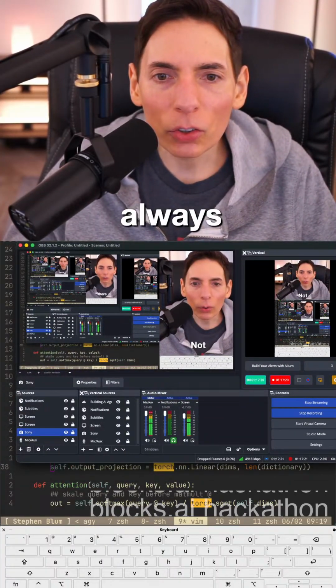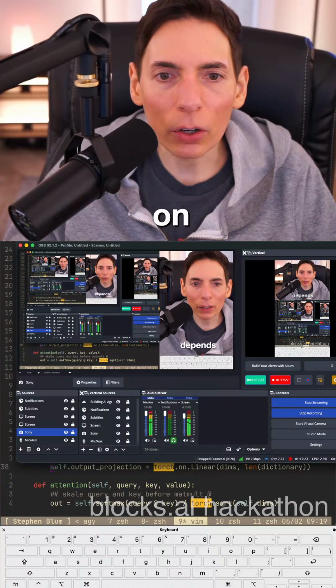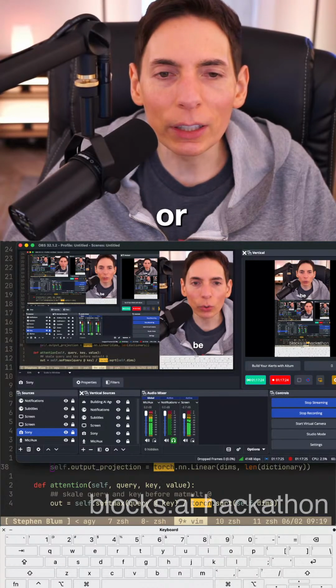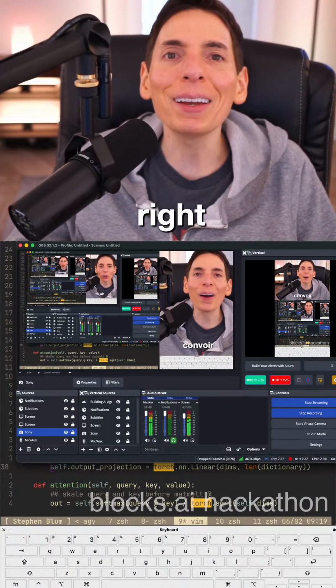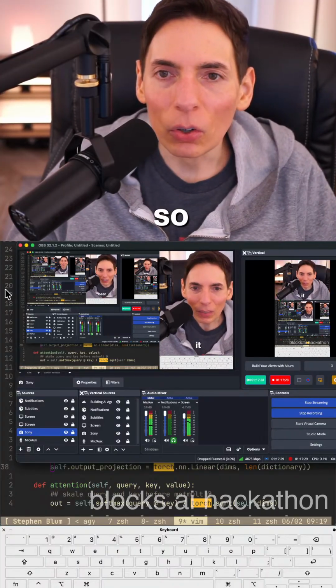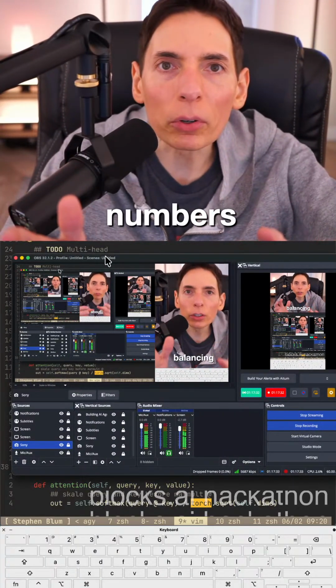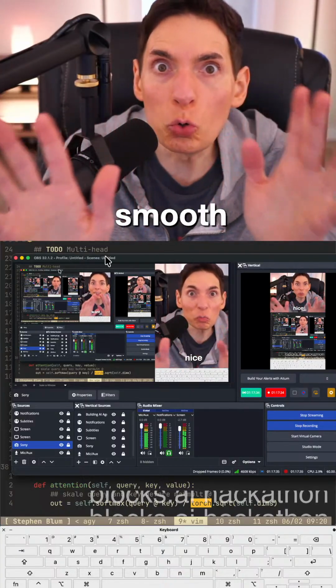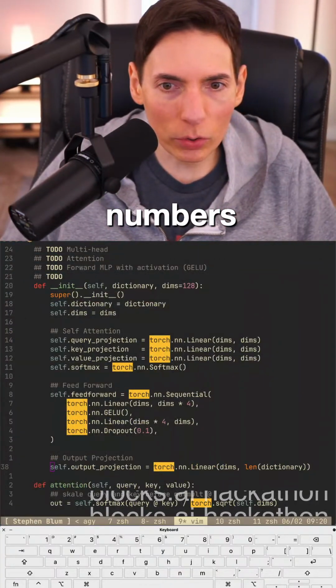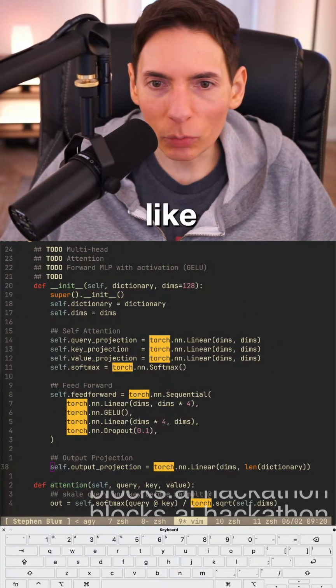Not always does it expand, it depends on architecture. Dimensions can be increased or decreased. All right, good to hear it. So we could, it really depends. It's all about balancing those numbers, isn't it? We want nice and smooth numbers. I like smooth gradients, you guys.